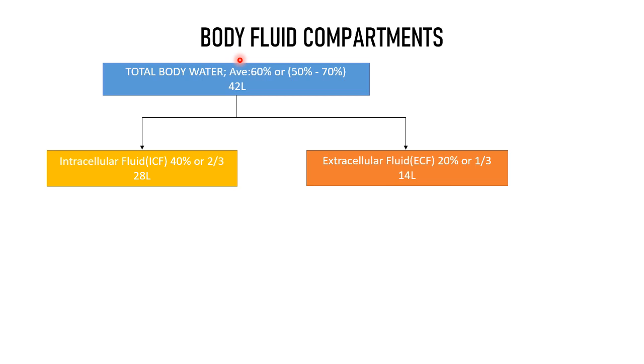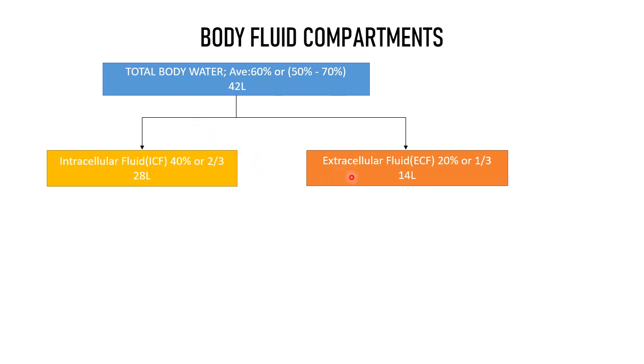Then the total body water is actually divided into two main compartments. This water is actually divided into intracellular fluid and extracellular fluid. So intracellular fluid is simply fluid inside the cells, okay, which is ICF. And this intracellular fluid is actually 40% of the 60% of total body weight. Okay, or in short, it is 2/3 of the total body water. So when you calculate 2/3 of 42 liters, it should give you 28 liters. Or in short, 40% of 42 liters, it should give you what? 28 liters.